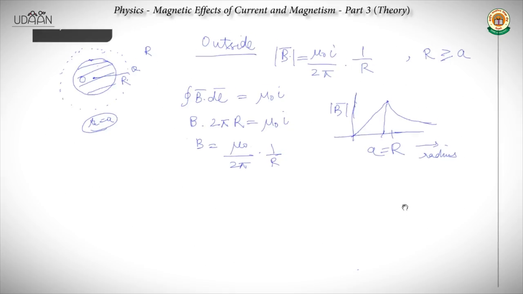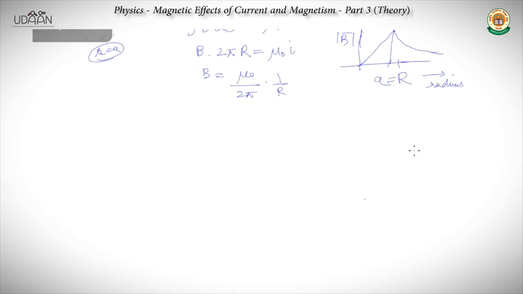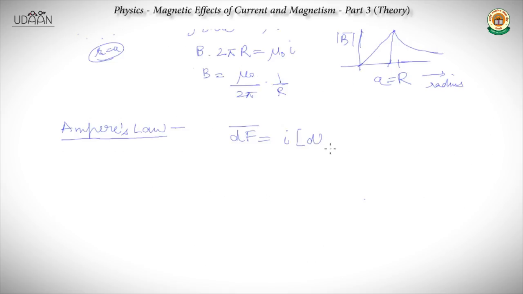Okay, so now we'll consider Ampere's law. Till now we have found the direction and magnitude of the magnetic field associated with a particular current carrying element. Now we'll find the force exerted by a magnetic field on a current carrying element. Let's see the formula first. dF vector equals I into dl vector cross B vector.